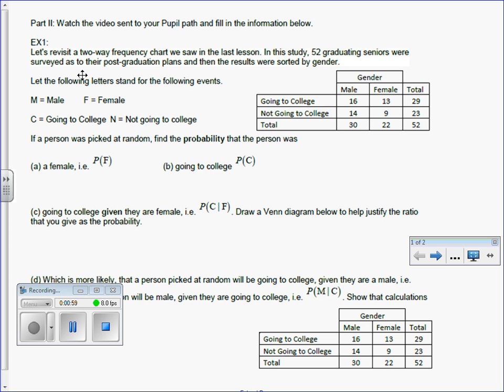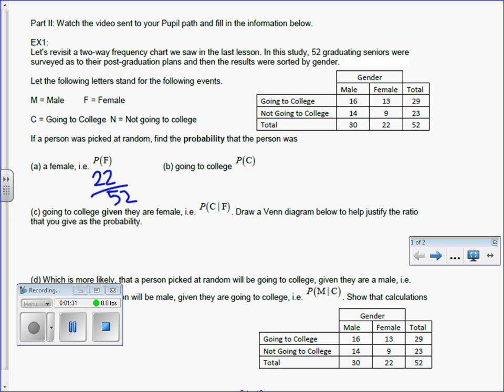So it says to let the following letters stand for the following events. M is male, F is female, C is going to college, and not going to college. Then it asks, if a person was picked at random, find the probability that the person was first a female. Okay, so I'm going to look at just all females, which is 22. And then if it's just at random out of the whole lot of the people, that would be 22 out of 52. Remember, you can reduce the fraction. You can write it as a decimal as well.